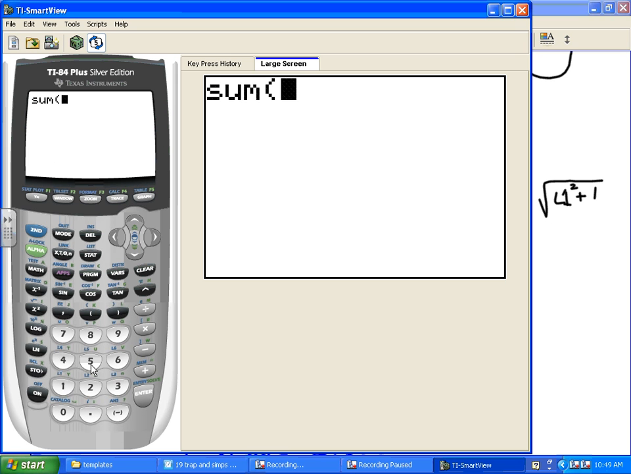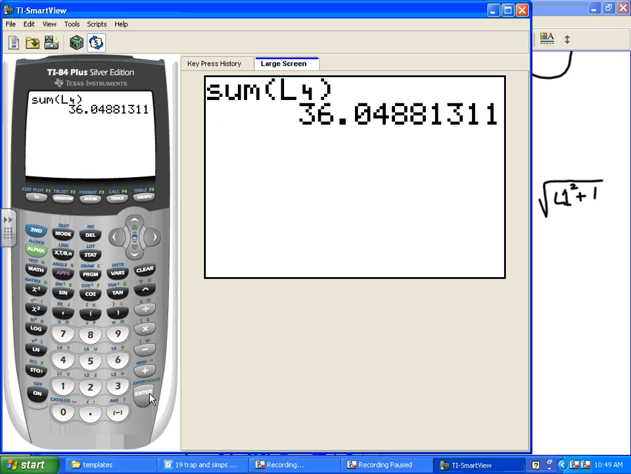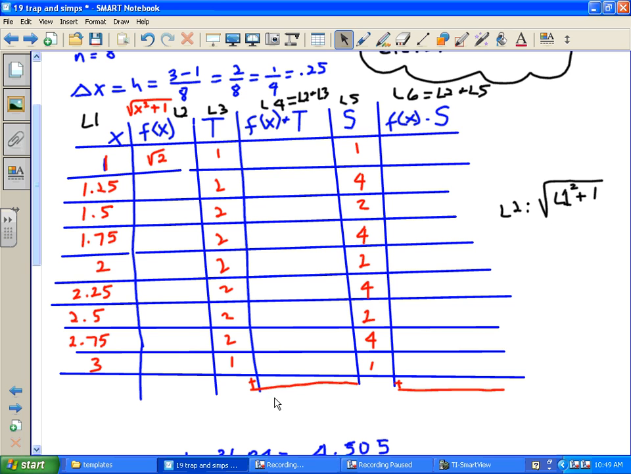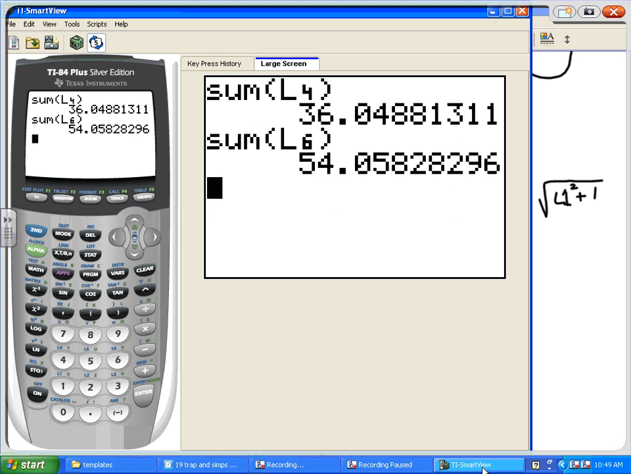Okay, which column do we want to add up? L4, okay, this is the second 4. And also, I'm going to second enter to reproduce the command, or go back where you got the sum. And which other column? L6, correct? And there is that sum. So let's write them down. 36.0488. And the last column is 54.058.